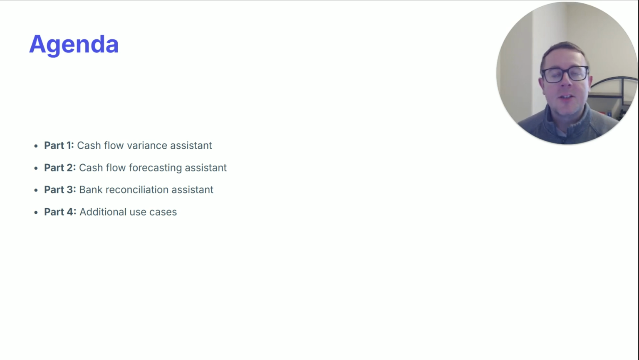Then we're going to bring it back to the GL team and look at a bank reconciliation assistant that we can create. And then we're going to wrap up this chapter by talking about some additional use cases that we can consider when using ChatGPT's agent mode.